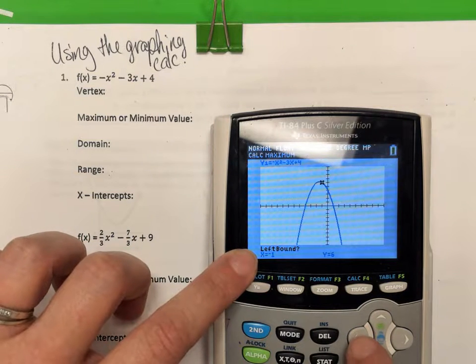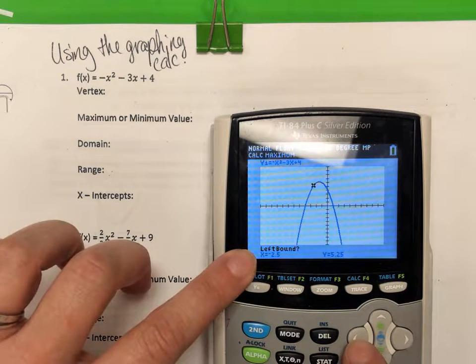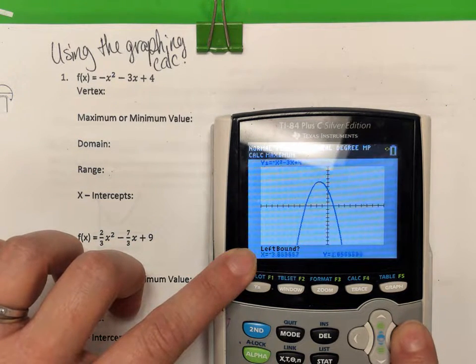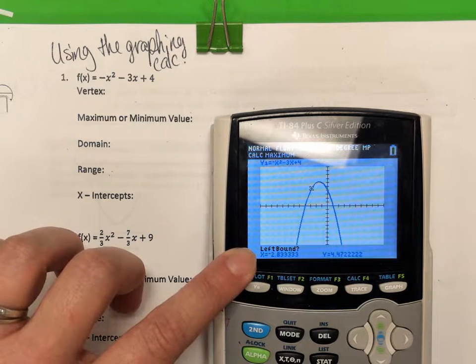Alright, so you're going to hit the left arrow button until you get somewhere on the left side of the vertex. You see how I'm somewhere on the left side of that curve? It doesn't really matter where. Don't be dramatic and go way down here, okay? Because you're going to be there all day. Just make sure you're somewhere on the left side of the curve. Yours does not have to be exactly like mine.